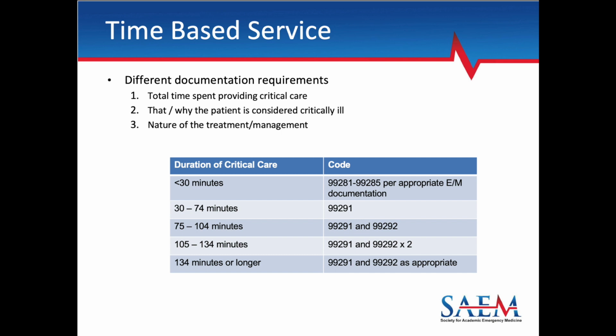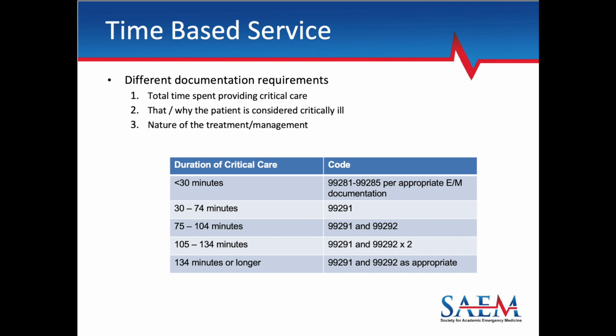For other charts, there are requirements. Those have been changed starting in 2023. This is what you know as previously the HPI, review of systems, physical exam, however, has now been revised to involve complexity of problems, data, and risk. These will not be further discussed on this presentation, but will be available on a separate talk on the YouTube channel. All that is required for critical care documentation are three things: the amount of time, why the patient is considered critically ill, and the nature of the treatment and management of the patient.